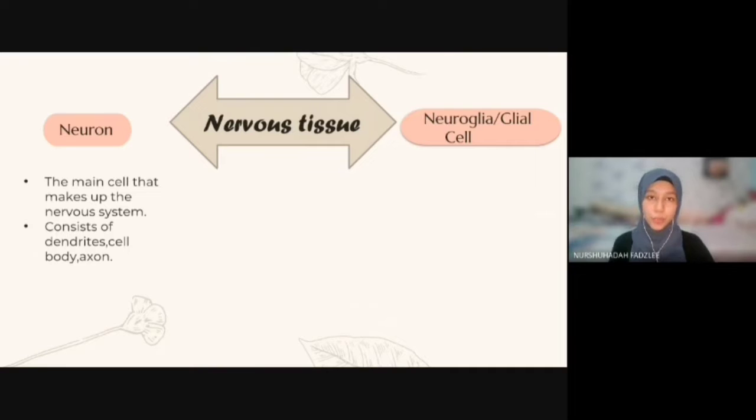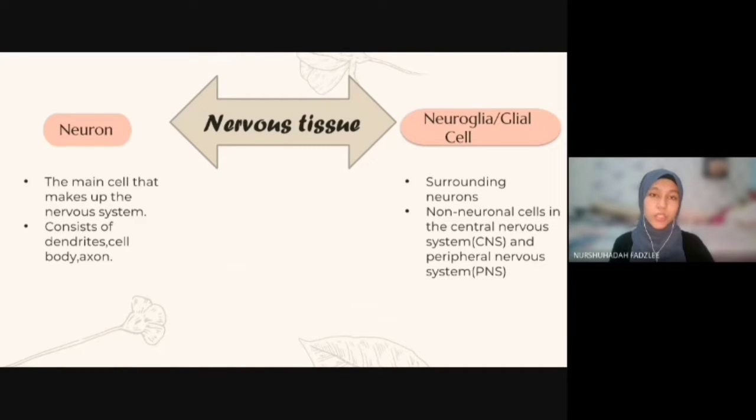Neuron is the main type of cell that makes up the nervous system, and it consists of dendrites, cell body, and an axon. Compared to that, glial cell is just surrounding the neuron and it's non-neuronal cells in the central nervous system and peripheral nervous system that don't produce any electrical impulse like neuron.